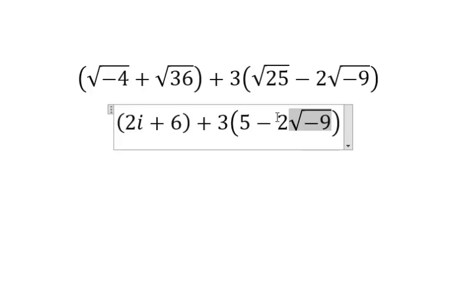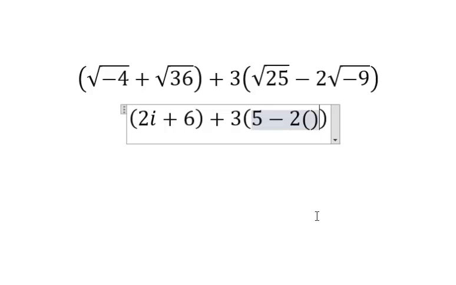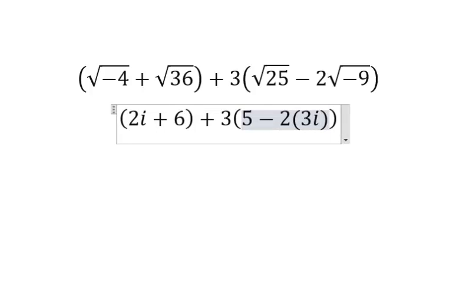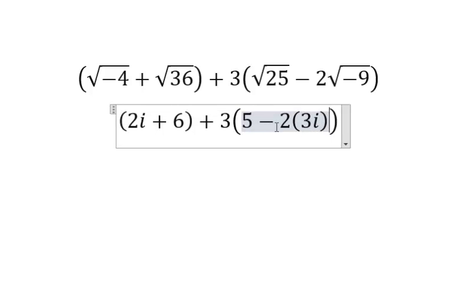Now, because I have a number 2 right next to the square root, I'm going to have to put the 3i inside parentheses. That means I'm going to multiply the number 2 outside with the number 3 inside. That's the next thing I'm going to do.